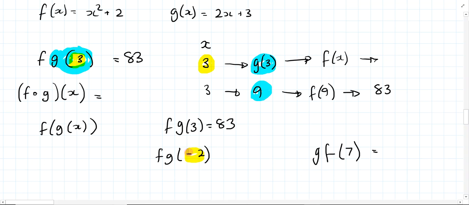So the input's minus 2. Which function do I stick it into first? g of x. Okay, so g of x is 2x plus 3. So I take minus 2 and I do 2 times minus 2 plus 3. And what do I get? Negative 1. Okay, so we've got negative 1. You got that, Zoe? Yeah.